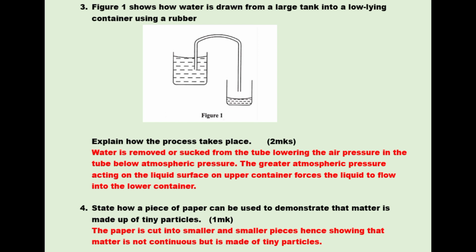So let's go to question 4. State how a piece of paper can be used to demonstrate that matter is made up of tiny particles. The paper is cut into smaller and smaller pieces, hence showing that matter is not continuous, but is made up of tiny particles.